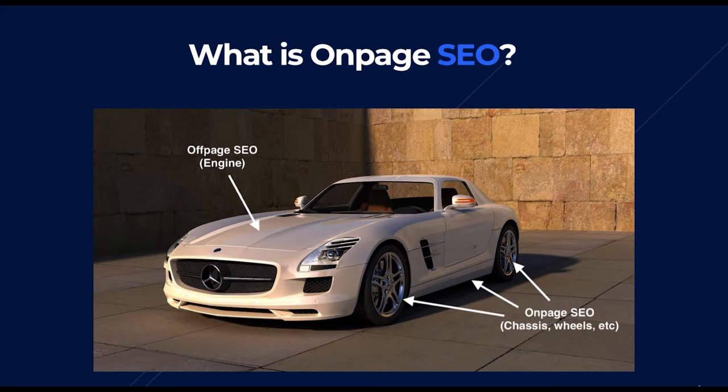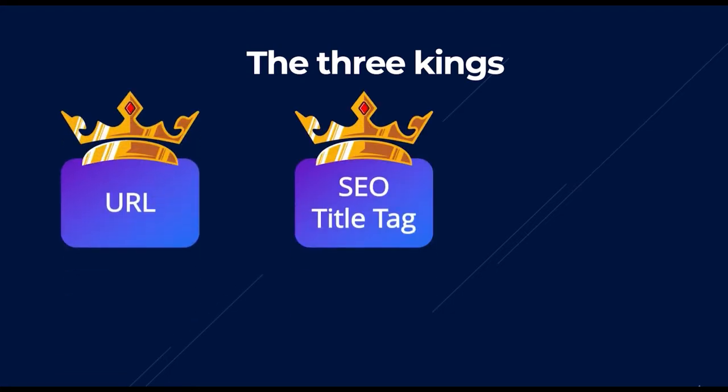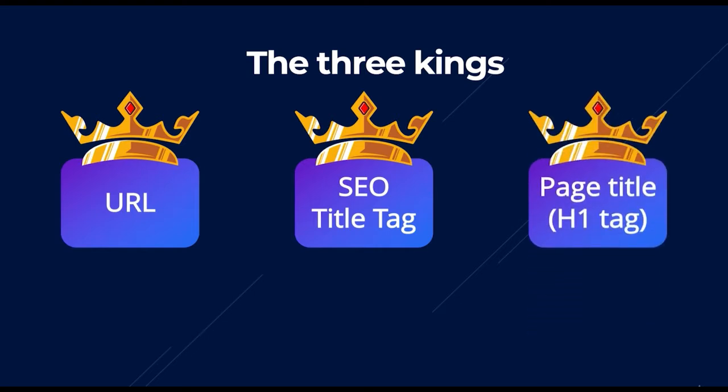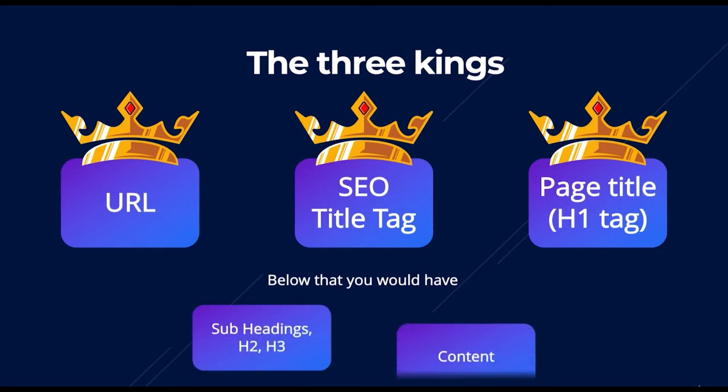The three kings. When it comes to optimizing your website, there are certain placeholders on your website that are more impactful than others when you place keywords in them. In order, they are your URL, your SEO title tag, and your page title, often referred to as a H1 tag. And then below that, you would have your subheadings, such as a H2 and a H3. And lastly, you would have your content. The top three, the URL, the SEO title tag, and the page title, these are the real big hitters and essentially define what your page is about.